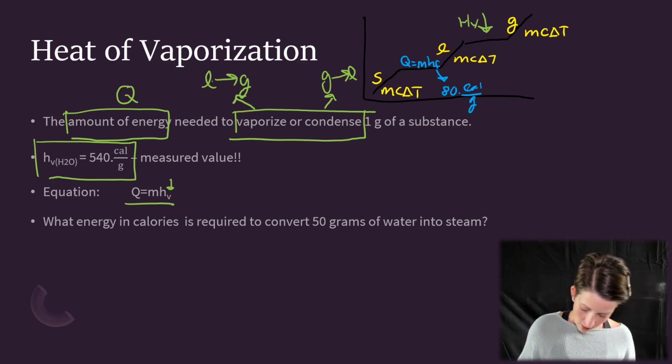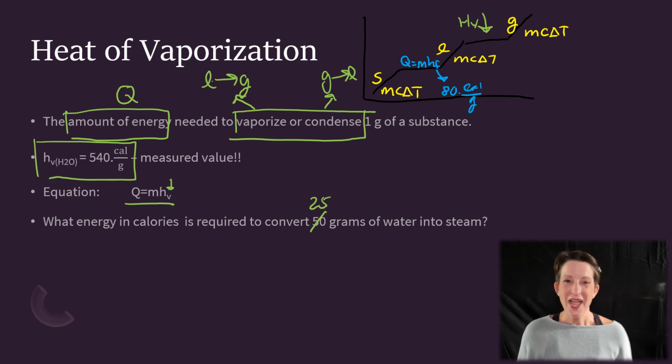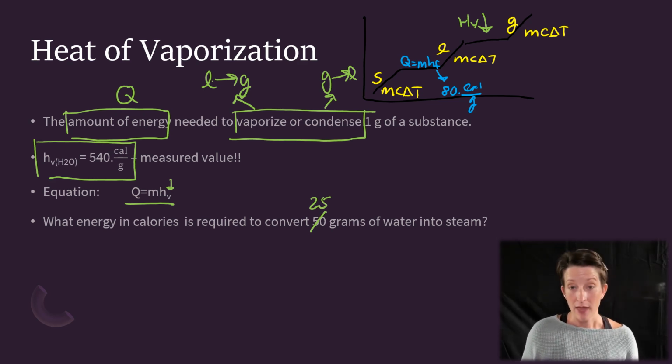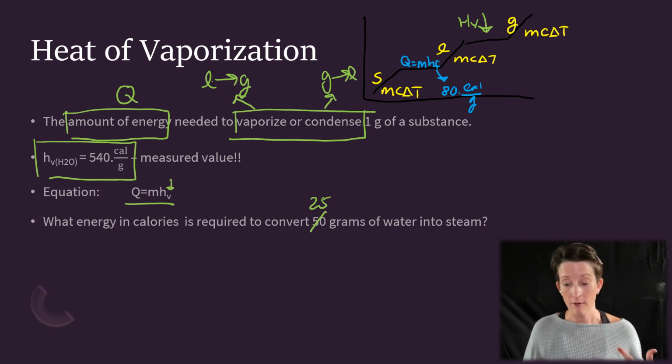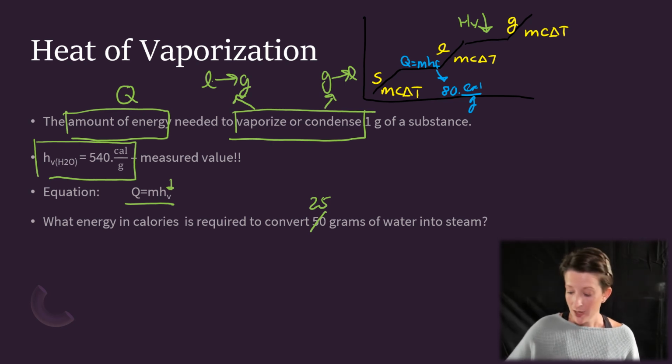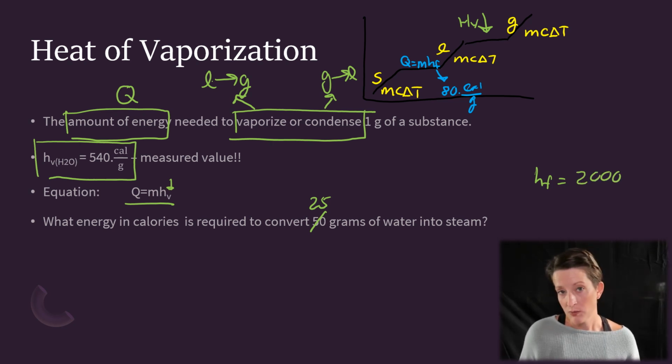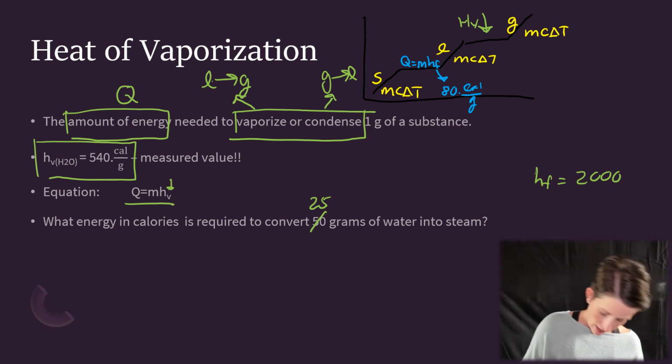All right, so I want to stick with our 25 grams. How many calories for that 25 grams that we had discussed with our last two problems? So how much is that as we move through to the steam process? So remember our HF, our heat of fusion, was 2,000. So how much more energy does it take for the same amount of water to go from a liquid to a gas? So Q equals m HV.